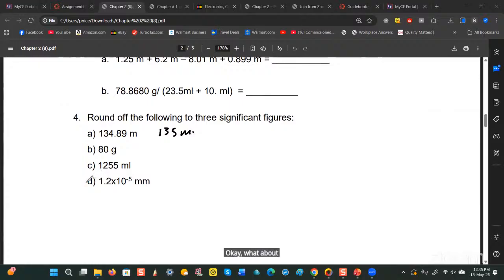Okay, what about B? 80.0. 80.0 would be correct. Grams. What about C? 1,260 milliliters. And then what about D? 1.20 times 10 to the minus 5 millimeters. And that's it. All right? Any questions about this? Any questions?